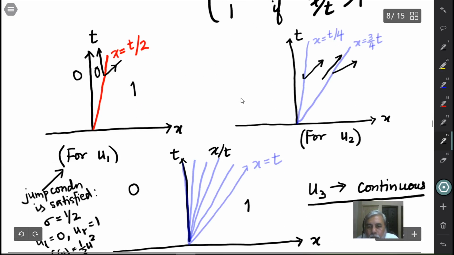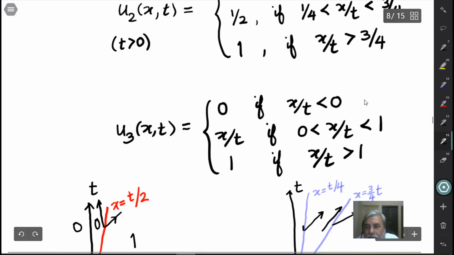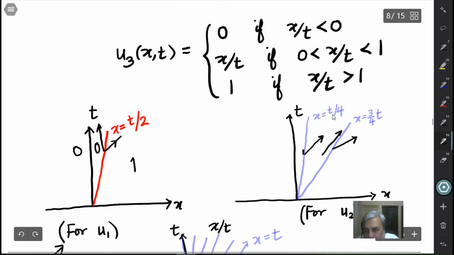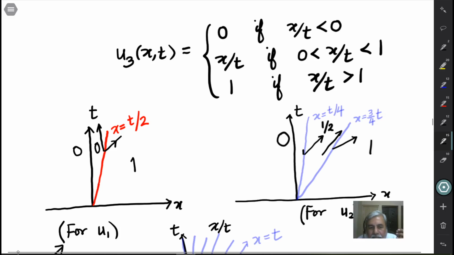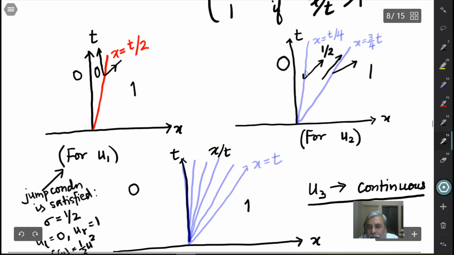And what about u2? For u2, we see there are two lines of discontinuity, namely x equal to t by 4 and x equal to 3 by 4 t. Again the values are 0 here, half there, and 1. So we are just joining these constant functions by these lines of discontinuity. And as we did here, you can easily check the jump conditions across both discontinuities. Here we have one x equal to t by 4 and here x equal to 3 by 4 t. So again the jump conditions are satisfied.